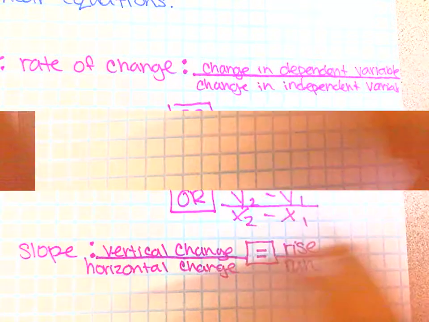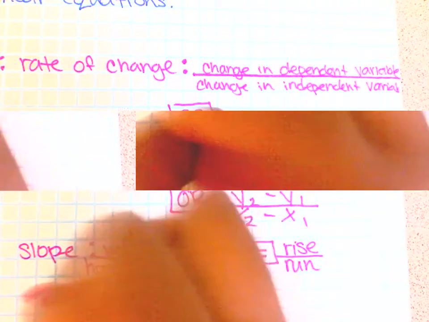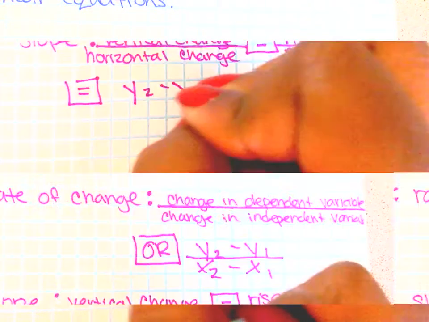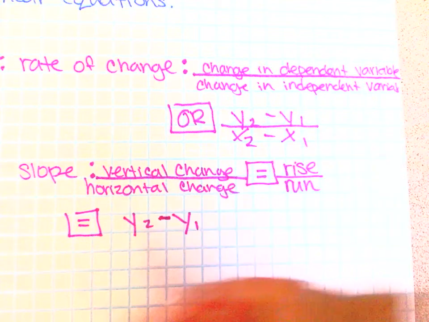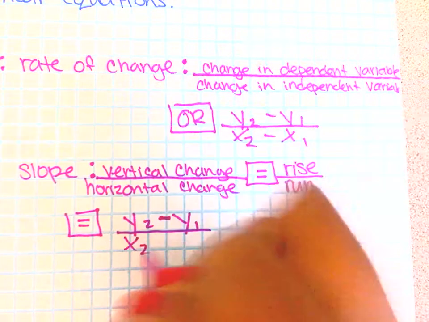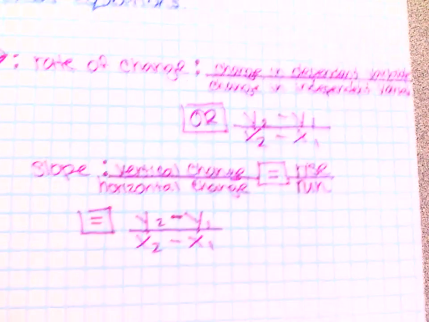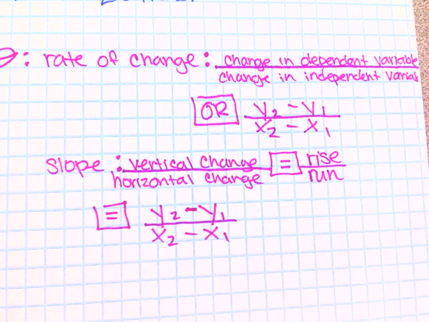Which is also known as y2 minus y1 all over x2 minus x1. Those are all slope. So the vertical change on the graph, so going up or down, over left to right, rise over run, also known as y2 minus y1 over x2 minus x1. That's the slope. Okay.